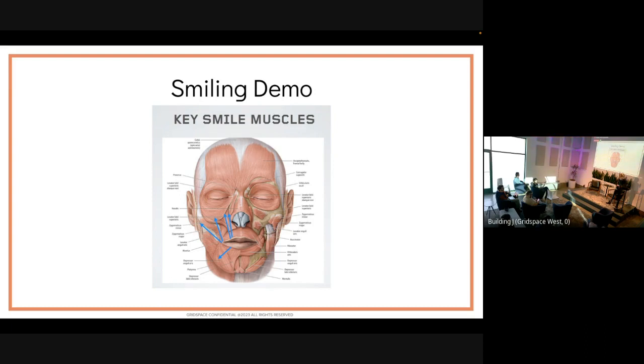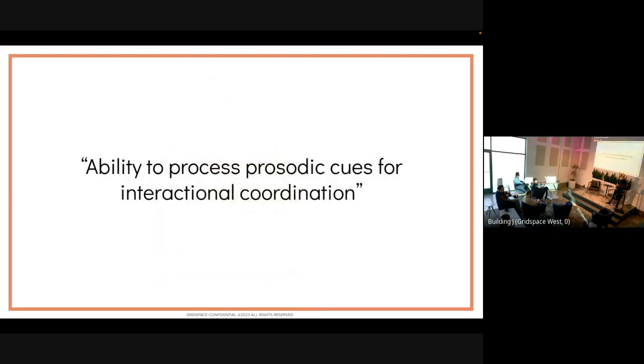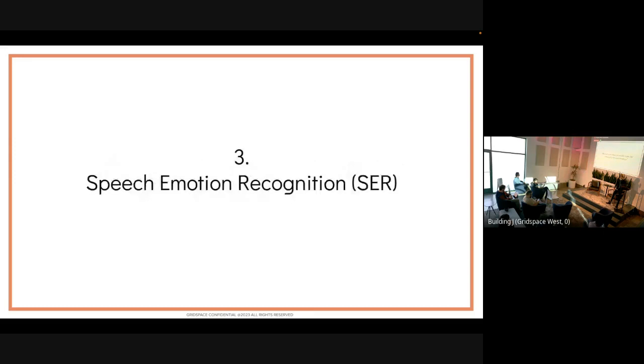But humans are very good at it. Cool. So this basically comes down to we want the ability to process prosodic cues for interactional coordination, which I thought was a nice soundbite.